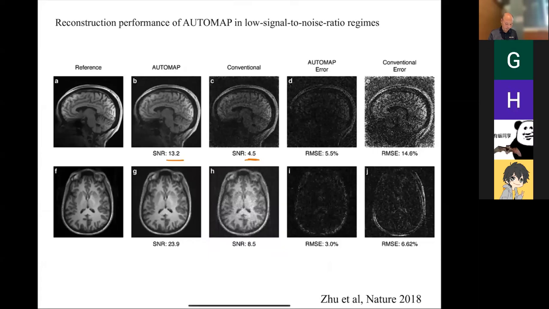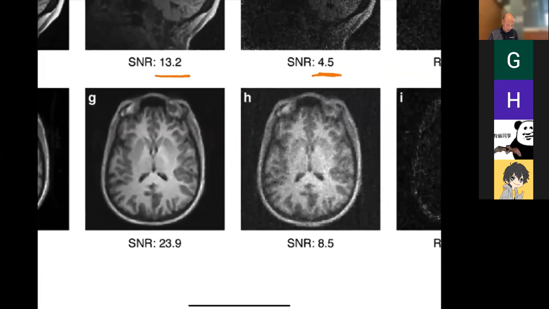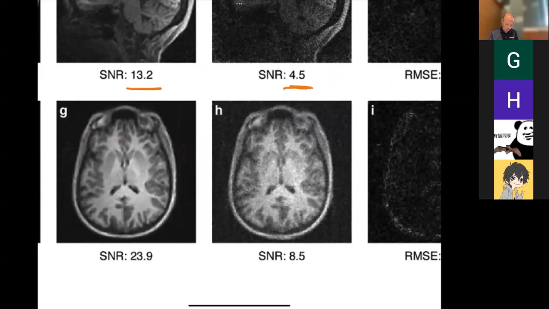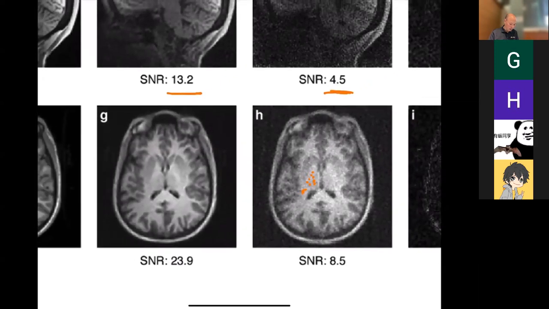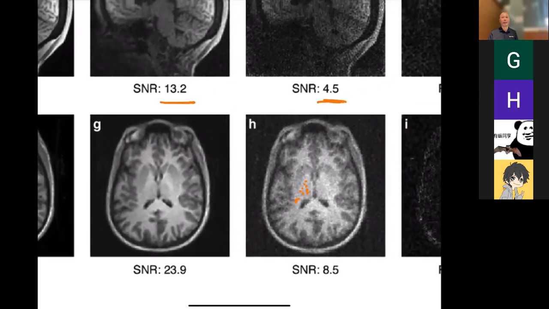Okay. I think here on the bottom, you can see it's doing a good job. All this speckly stuff you see here, this salt and pepper pattern, you don't really see this here in the AutoMap image, right? Because it basically knows to take out that salt and pepper pattern.